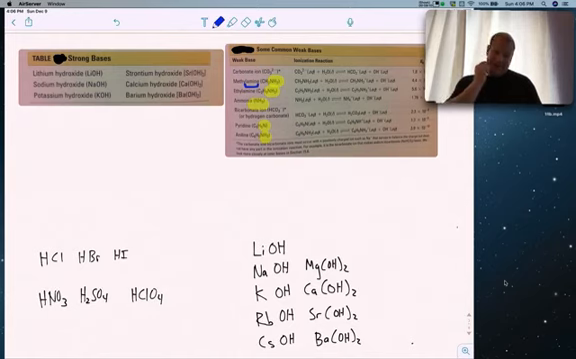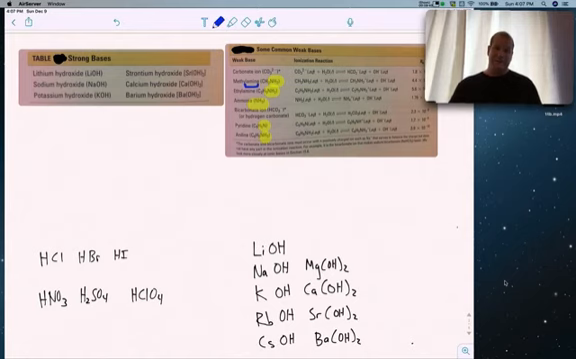I don't necessarily agree with the book here. I don't think calcium hydroxide is a strong base. Even strontium or barium hydroxide, I mean, you can drink calcium hydroxide. It's called lime water, and it's not going to bother you. It's actually used as an antacid. Whereas if you drink sodium hydroxide, you're going to the hospital, and you better hope you don't die.